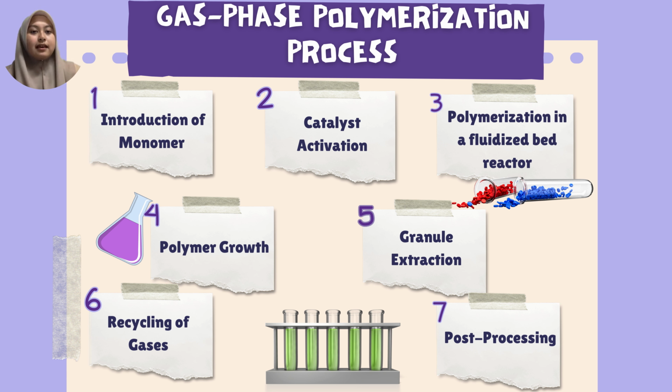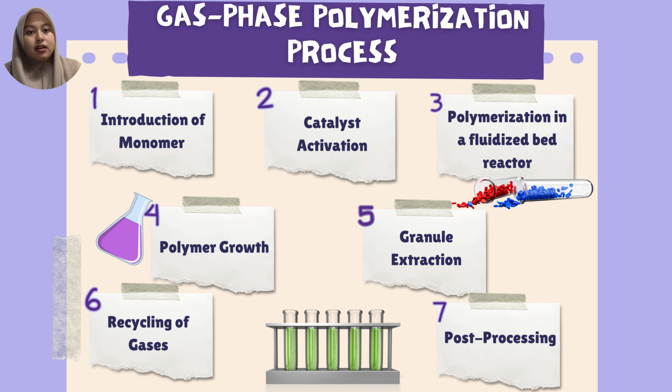Second, catalyst activation. A catalyst is added to initiate the polymerization reaction. Common catalysts include Ziegler-Natta, metallocenes, or chromium-based systems. These catalysts play a crucial role in ensuring the polymerization proceeds efficiently.